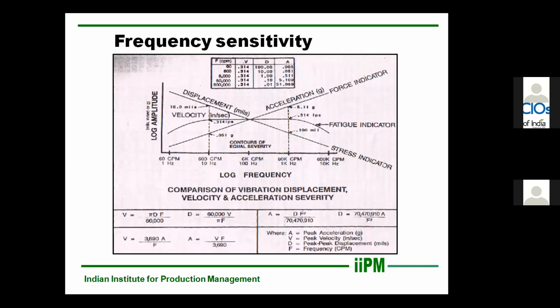In this graph, it is explained that your x-axis is frequency and y-axis is amplitude. So you can clearly see that displacement is better for low RPM. Acceleration is good for high RPM, because acceleration is an indication of force and displacement is stress, and velocity is normally used. So for every machine, because every machine comes within a range of 600 to 60,000, velocity is often used. It is the most suitable parameter because it determines the fatigue of the machine.